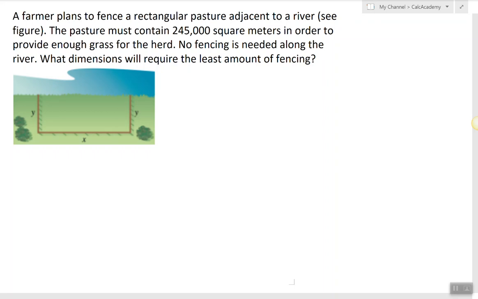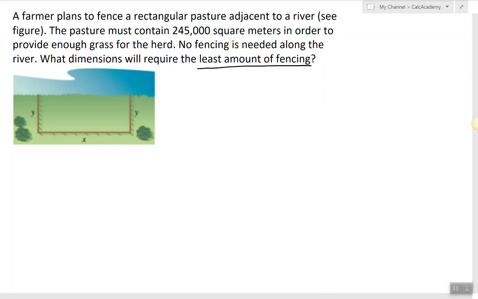In this video, I will show how to solve an optimization problem that involves maximizing or minimizing a certain function. For example, here, let's read the question. So the question is, what dimensions will require the least amount of fencing? So the objective function, that is the function that we're trying to optimize, is the amount of fencing.